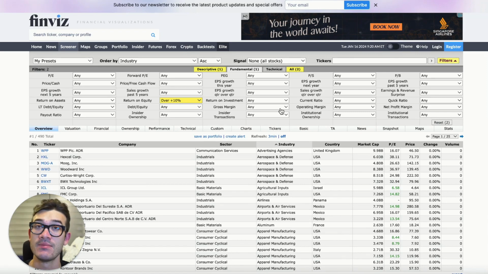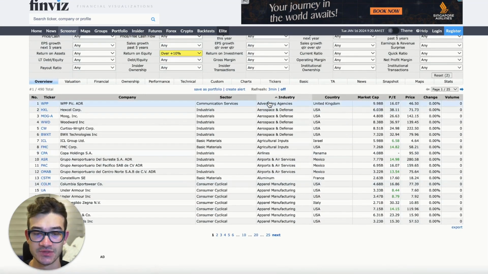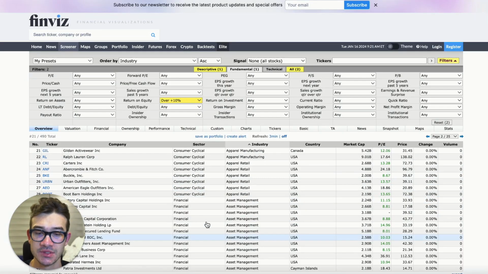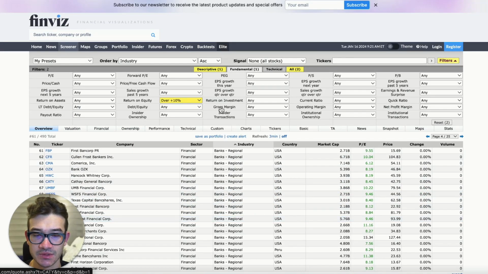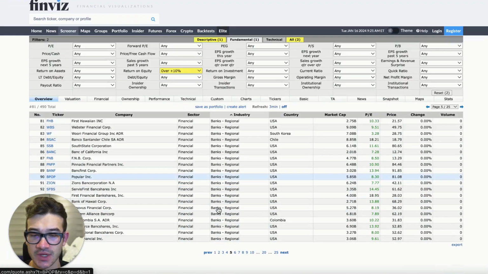But you might be into, let's say, biotechnology. You might be into oil and gas. Depending on your strengths and weaknesses and what you think you understand, I highly suggest you start filtering for industry here so that you can skip this process. For example, if you don't want to do any aerospace and defense, apparel, airports, air services, or any asset management finance companies, then you can skip them too. Even regional banks, we can skip them as well.